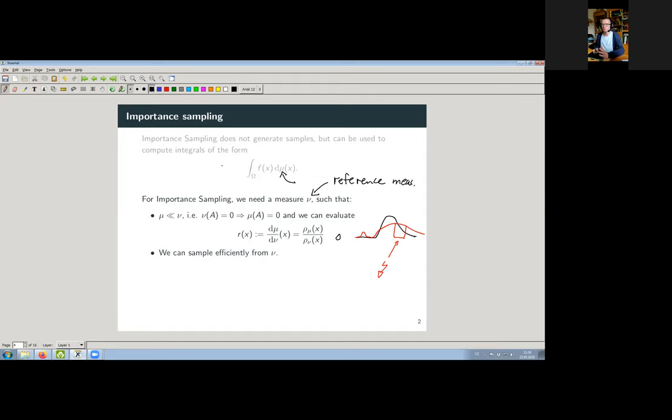The second thing is we have to be able to evaluate the Radon-Nikodym derivative of mu with respect to nu. If we have densities, this is the same as the ratio of the density of mu and the density of nu. And the other requirement is that this reference measure nu has to be a measure from which we can sample efficiently. So it either has to be a uniform measure or a Gaussian measure or a measure we found some way of sampling efficiently from. And we will use this reference measure in order to compute this integral via the measure of interest.